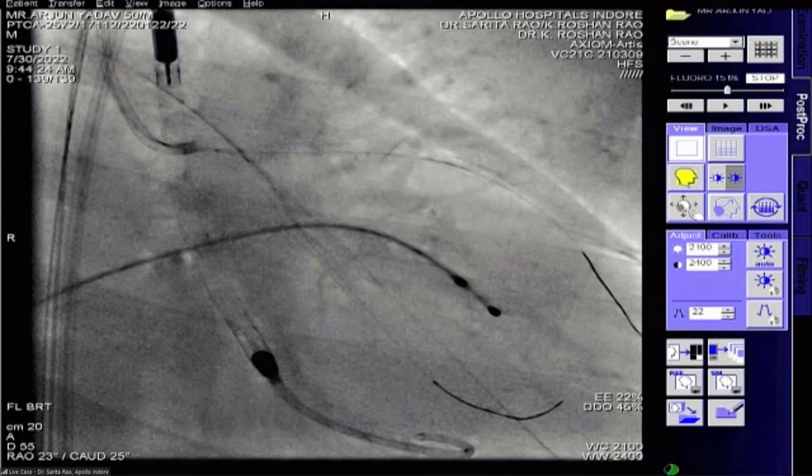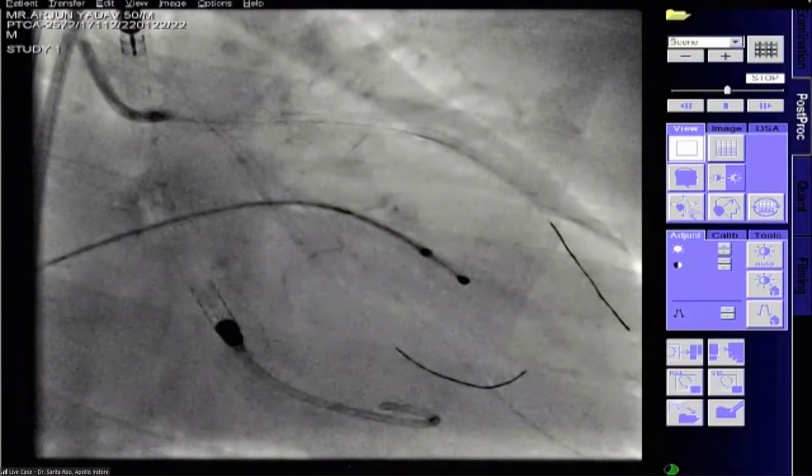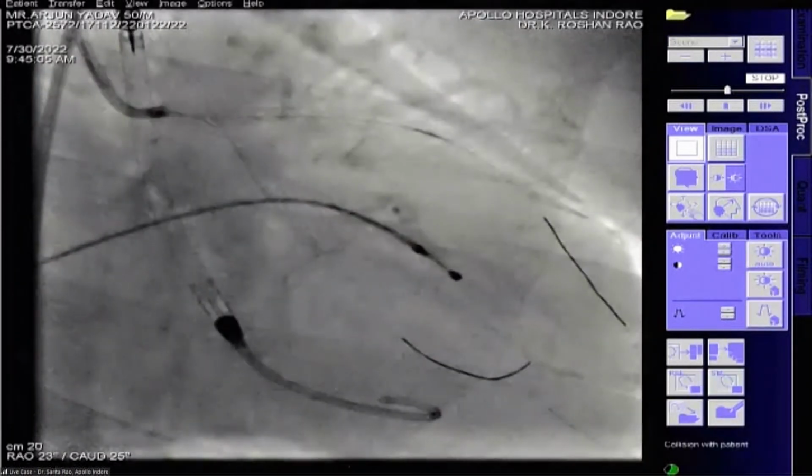We'll see a final picture. You do a great job of demonstration of a complex case. Excellent. And are you planning to do the right this time, Dr. Sarita Rao, or next? I think we are planning to do the right. Patient is stable, comfortable. Impella is there. Yes, Impella is there, so we might as well finish the procedure.